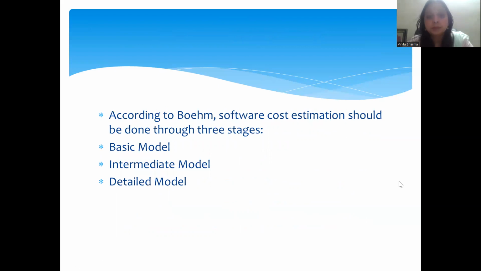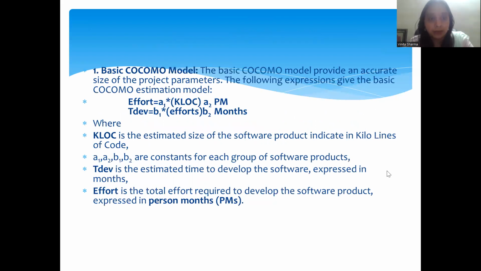According to Boehm, software cost estimation should be done through three stages: first of all, basic model, intermediate, and detailed. Basically, the COCOMO model is divided into three parts: basic, intermediate, and detailed. This is the basic COCOMO model. The basic model provides an estimate of accuracy based on the size of the project parameters.